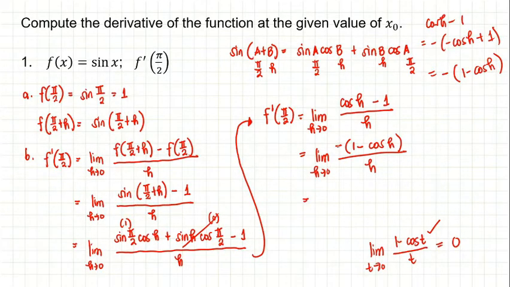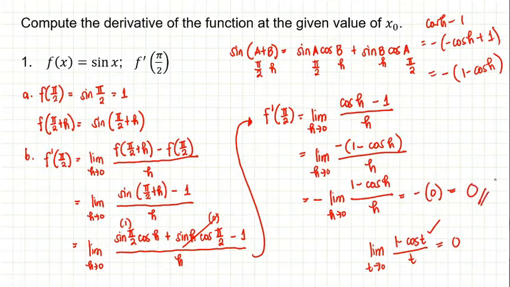And we can factor out negative through constant multiple rule. So we have negative of the limit of 1 minus cosine h all over h as h approaches 0. And from that, this one is already a special limit. So, and that is equal to 0. So we have negative of 0 or just equal to 0. So for number 1, the answer for this one is equal to 0. Okay? So that's it for number 1.